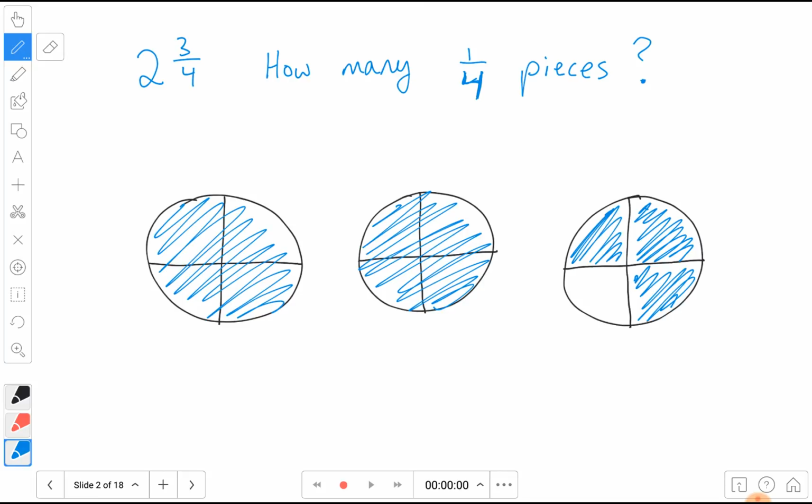Okay, so how many 1/4 pieces are in 2 3/4? Well, we just have to count what we've drawn, right? So 1, 2, 3, 4, 5, 6, 7, 8, 9, 10, 11. There are 11 1/4 pieces in 2 3/4.